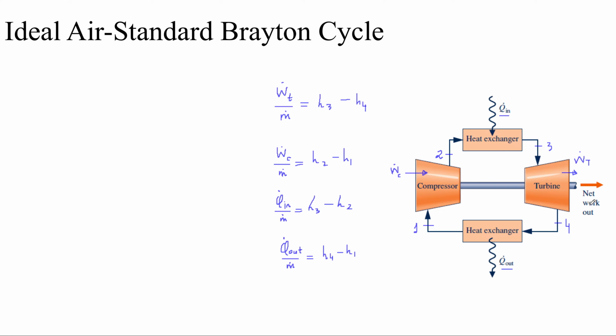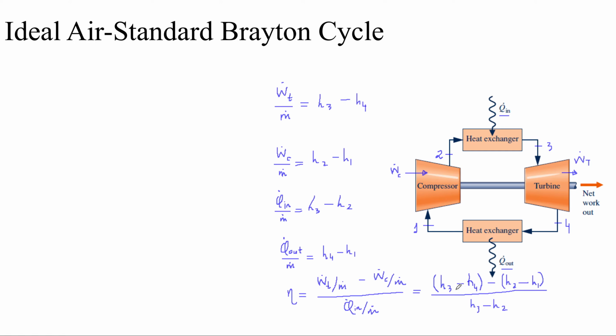So now that I've written all of these, I can go ahead and write down the total work done across the cycle, or the net work out, which is going to be work done across the turbine minus work done across the compressor. And using that, I can also write the thermal efficiency for the cycle, which is going to be equal to the net work out divided by the heat content that is added into the system. Using this, I can just plug in these three in terms of their enthalpies to find out the thermal efficiency.